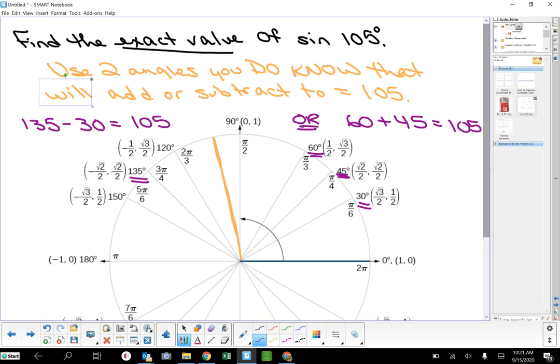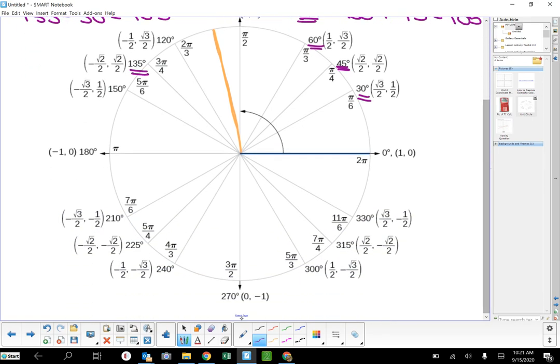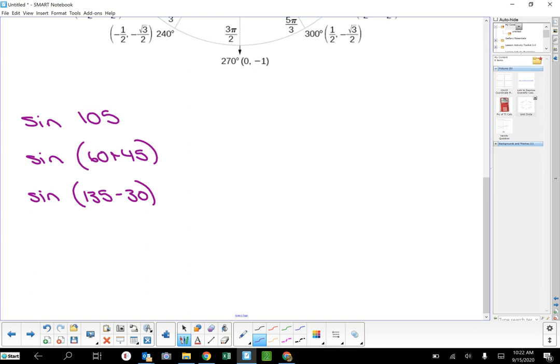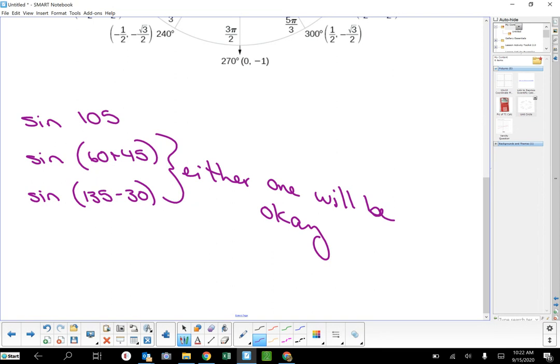So here's an option. I'm going to go down here, extend my page, and we want sine of 105. So you could either do sine of 60 plus 45, or you could do sine of 135 minus 30. It doesn't matter which of these you use. Either one that you expand out will be okay. Okay? So I wanted to talk more about this part. I'm not going to go through just plugging them in. I think that we did that already. And you should be okay with how to do that.